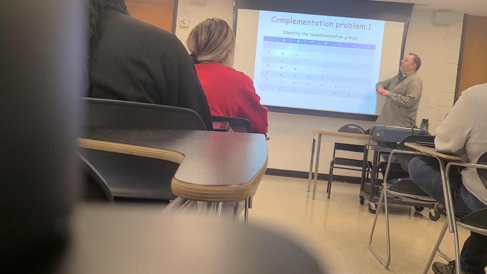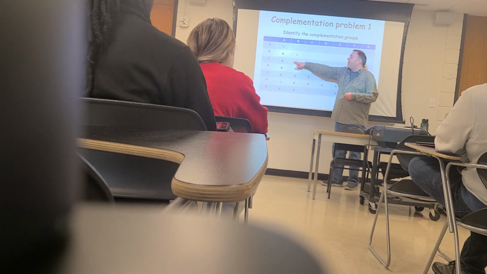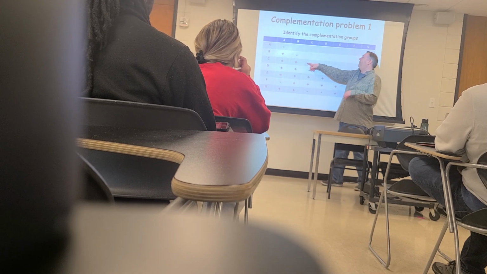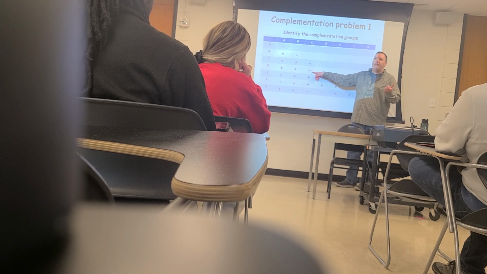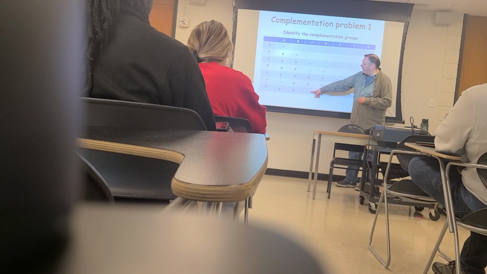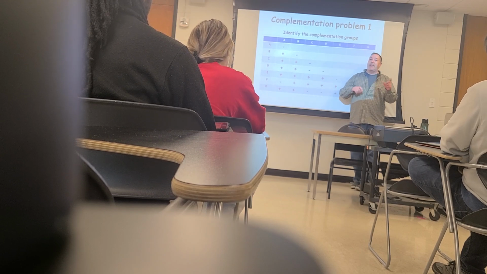So again, if you go across, A complements, B complements, so those are different. You go down, and you get no complementation. So C and D have the same gene mutated, which is why they don't grow when they're mixed together. And then G is also in the same category. So C, D, and G are in the same group together.